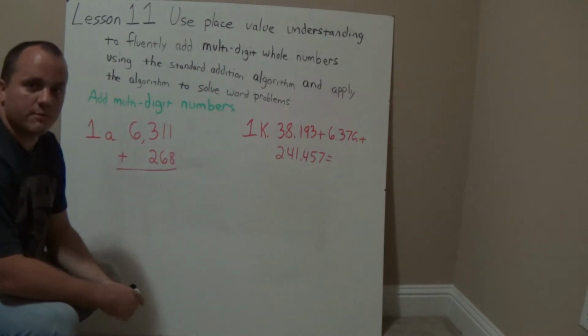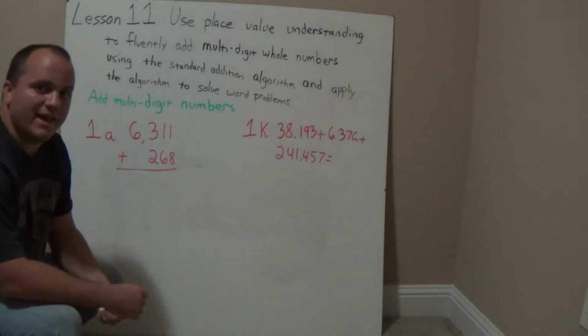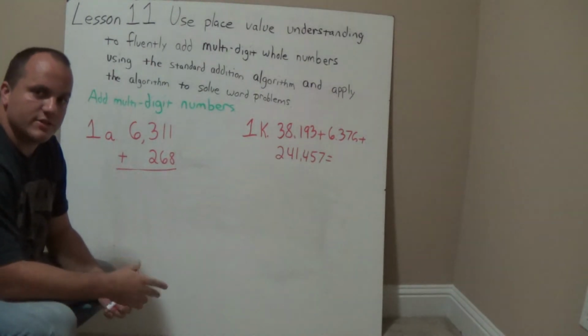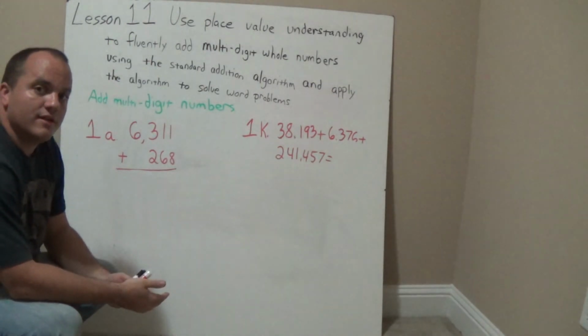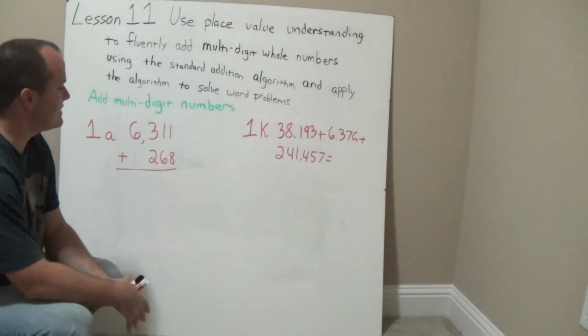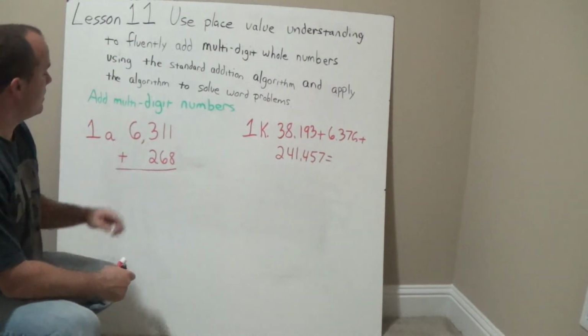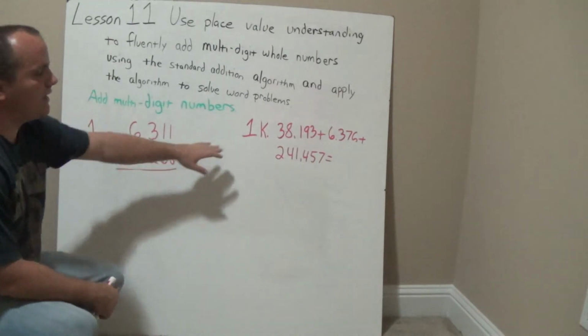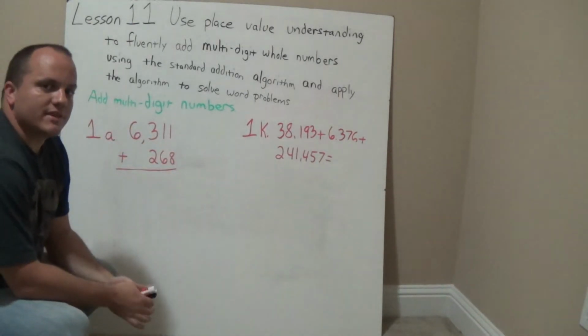What does a multi-digit number mean? For example, the number 38 is a multi-digit number. It's got two digits, 3 and 8. Now the 3 stands for 30, then we have the 8 ones, 38, a multi-digit number. More than one digit.